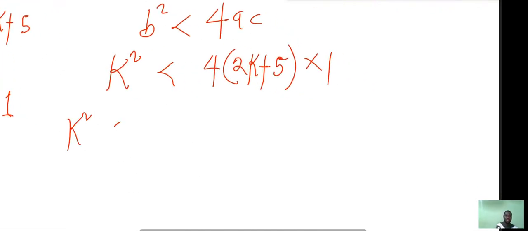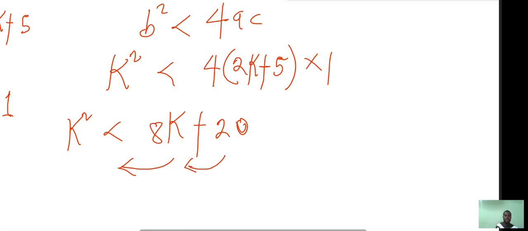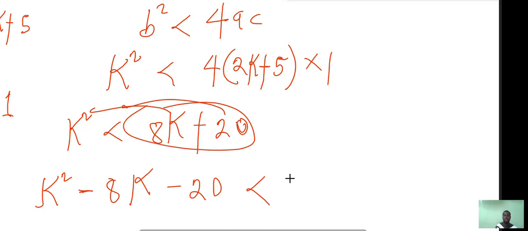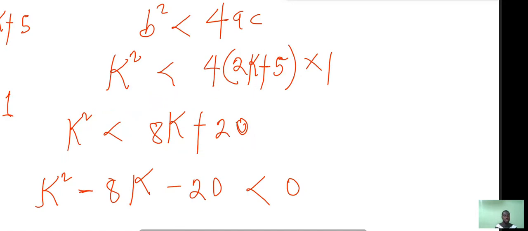So we have k squared less than 4 times 1 is 4, so 4 multiplies 2k plus 5. That's 8k plus 20. So transfer all this to the left because this is looking like a quadratic because of the k squared there. k squared minus 8k minus 20 less than 0. So this is still giving rise to another quadratic inequality.